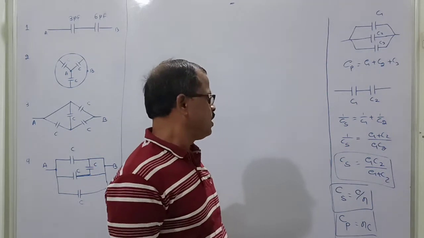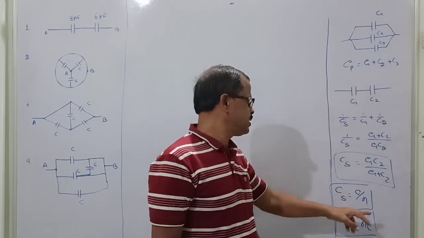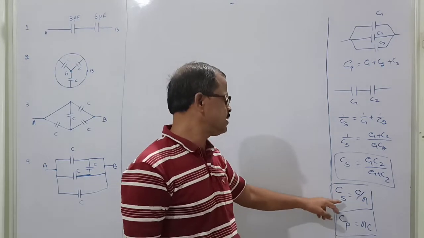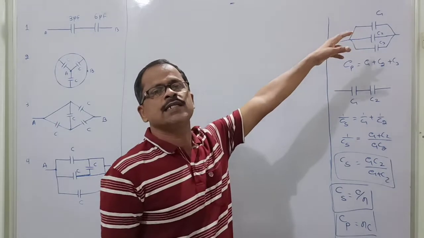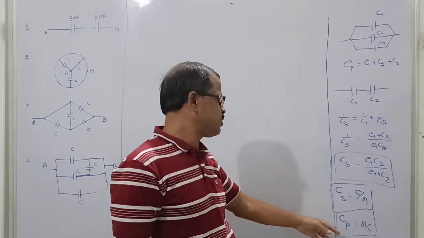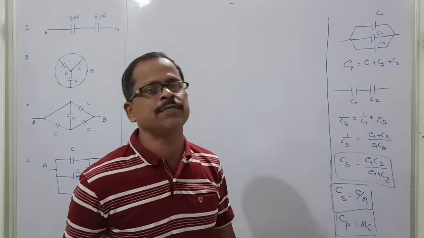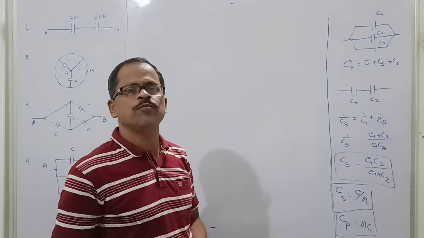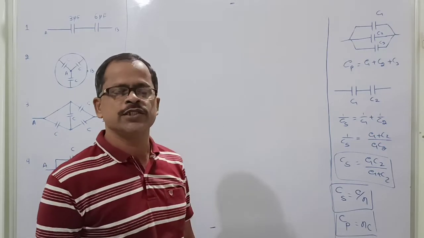Similarly, if n identical capacitors are connected in series, the net capacitance decreases, so Cs is equal to C by n, and in parallel connection capacitance increases, so the net capacitance becomes nC. Same thing repeated. This is the basic formula on capacitors, and with these basics, we will try all types of combinations to bring them to either parallel connection or series connection.